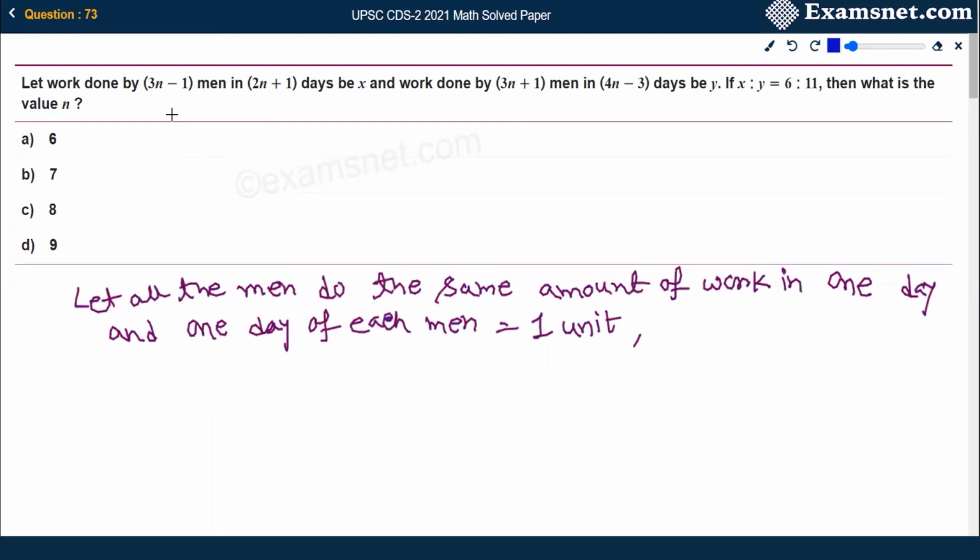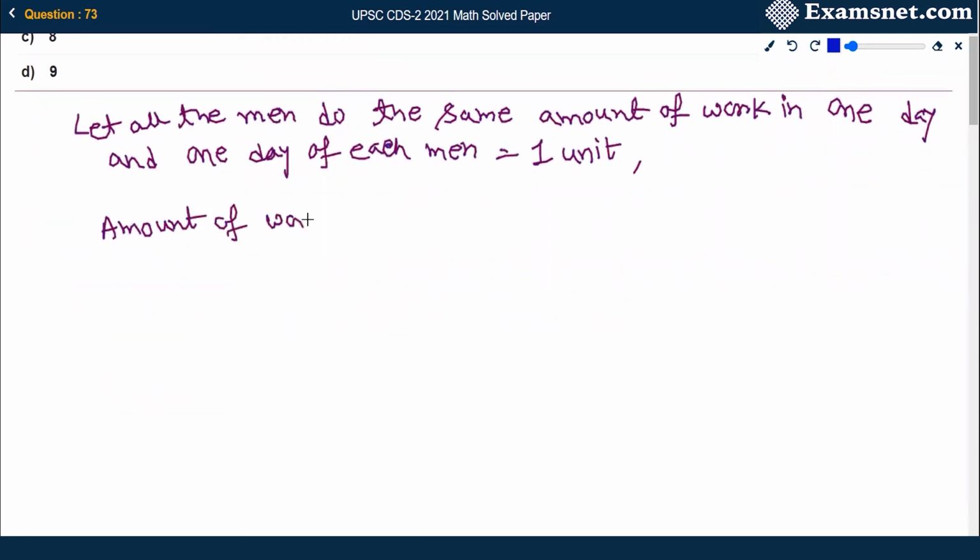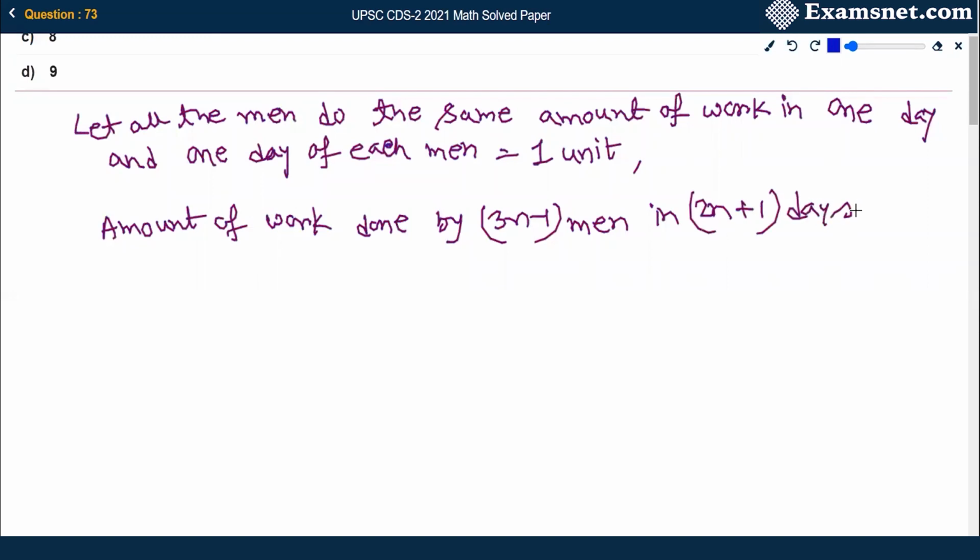Okay, so for the first, 3n minus 1 men in 2n plus 1 days, the work done by this portion will be x. So the amount of work done by 3n minus 1 men in 2n plus 1 days, that is x equals 3n minus 1 multiplied by 2n plus 1 units of work.